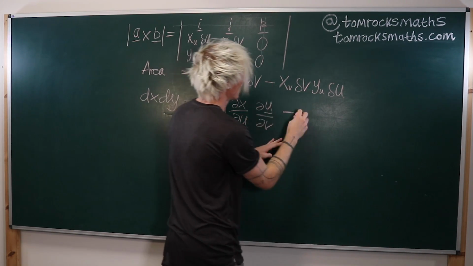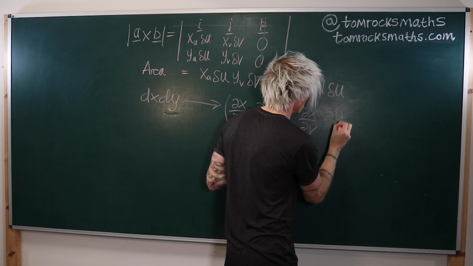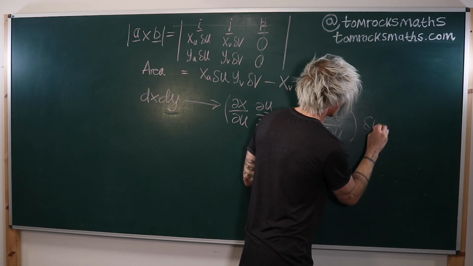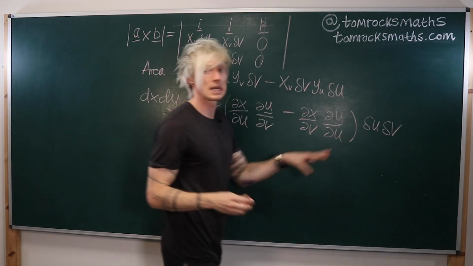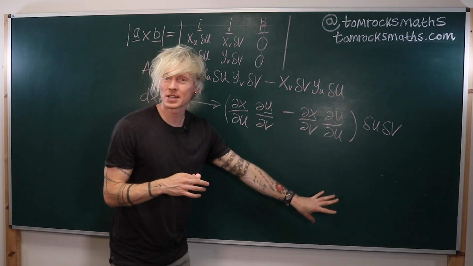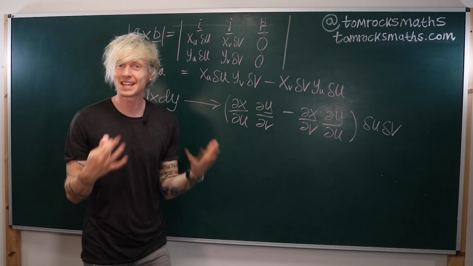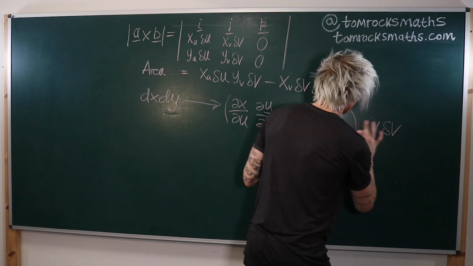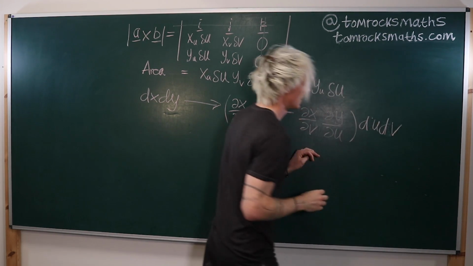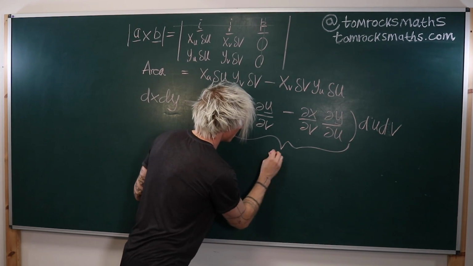minus dx by dv multiplied by dy by du, and then we have a common factor of delta u and delta v on the outside. And of course, when we plug this into our integral and actually take that limit as delta u and delta v tend to 0, these will become du and dv, which is exactly what we wanted, and our Jacobian is given by this formula.